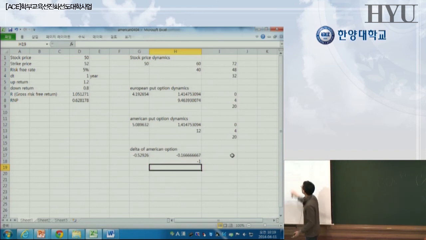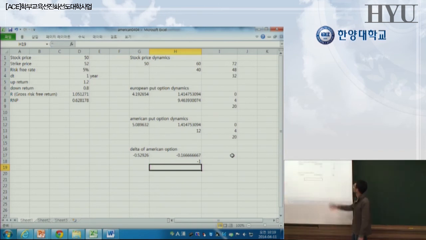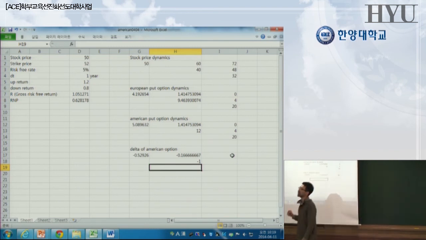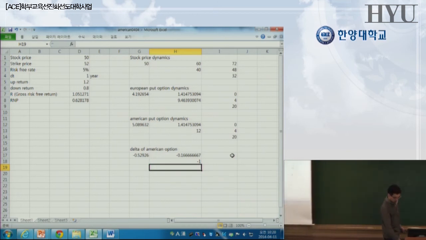And then not surprisingly, delta is changing node by node. Of course, it does not make sense to calculate delta at the terminal period, right? At this time, the stock price doesn't move. Therefore, the option price doesn't move either. So it does not make sense to calculate delta at the terminal node. But before the terminal node, we can calculate delta using the binomial tree, and then delta changes at every node.